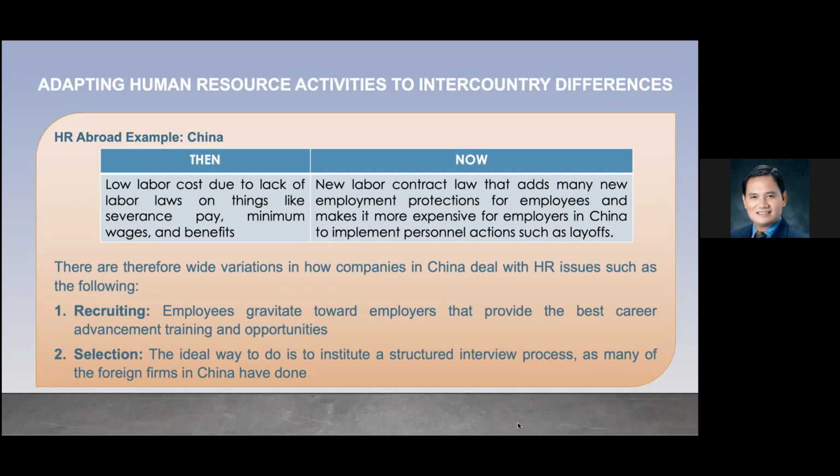The employees gravitate towards employers that provide the best career advancement, training, and opportunities. While also poaching employees is a serious matter in China, the employer must verify that the applicant is free to sign a new employment agreement. Number two is selection. The dominant employee selection method involves analyzing the applicant's resume and then interviewing him or her. The ideal way to do this is to institute a structured interview process, as many of the foreign firms in China have already done.